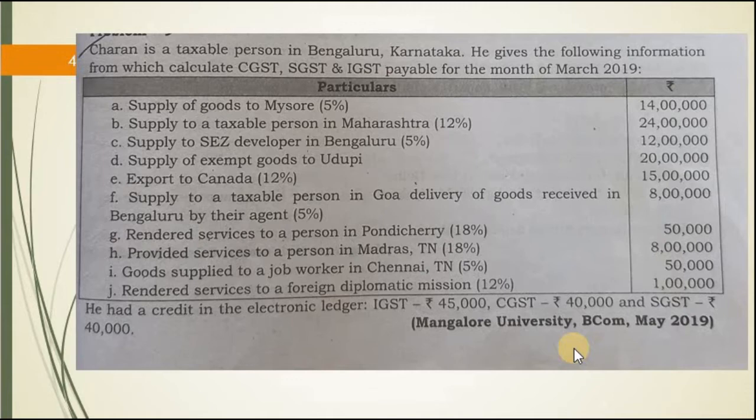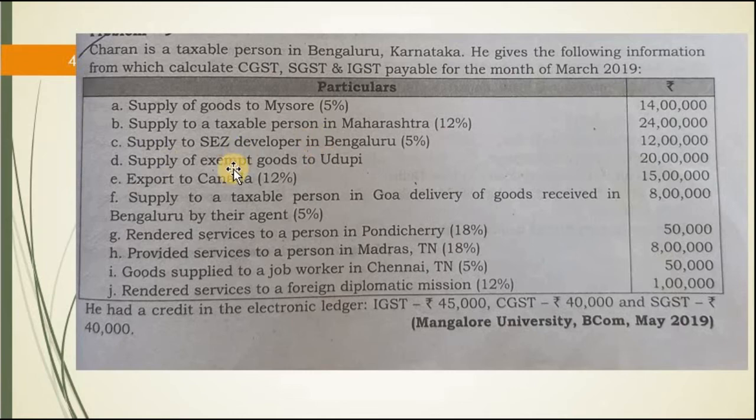We have to calculate now the net GST payable after adjusting the input tax credit. Before that, we have to calculate the GST for each transaction, then total the GST. Then if there is any input tax on these transactions, that has to be deducted.